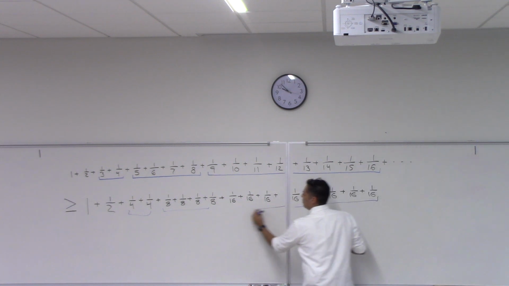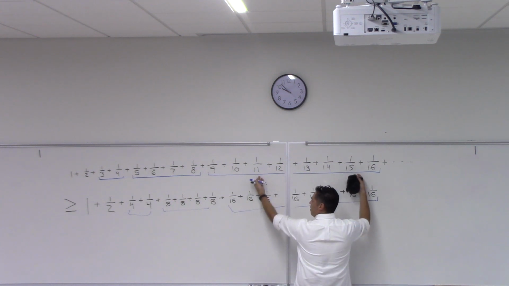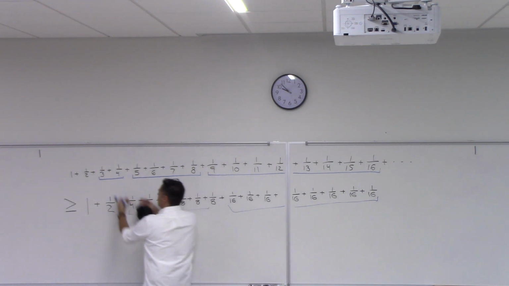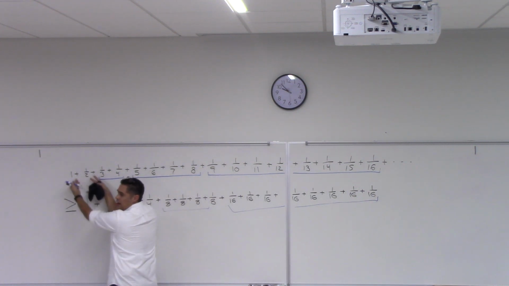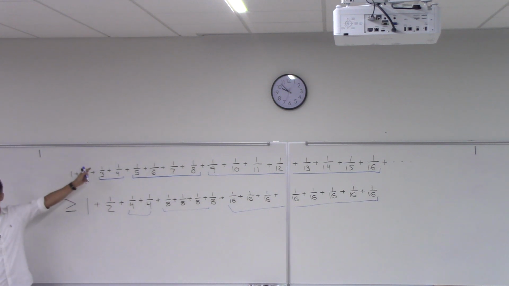That right there. So this is smaller than that, isn't it? This is smaller than that. This is smaller than that. This is smaller than that. And these two are equal, right? So y'all still happy with this inequality I have here? That this is smaller than that?